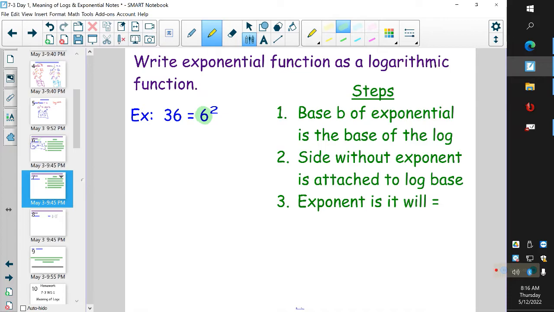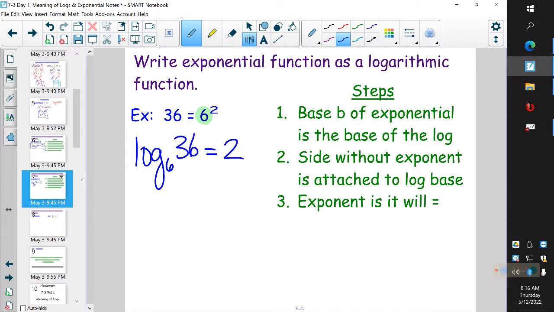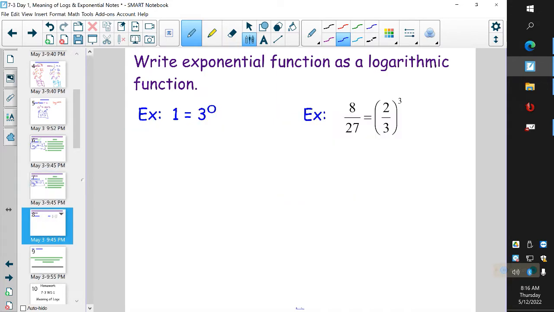So what is the base of this exponential? It is a 6, so I'm going to have log, and then 6 is going to be the subscript at the bottom. I'm going to leave a space and write an equal sign. The exponent is going to be what it's equal to, and then I'm going to drop down the number 36 as the big number. Again, this is done, and that's all you have to do.